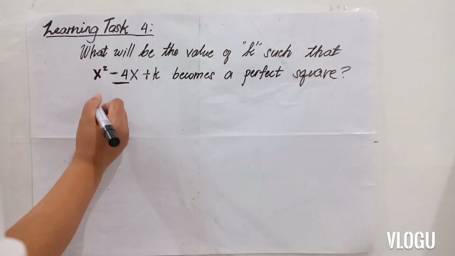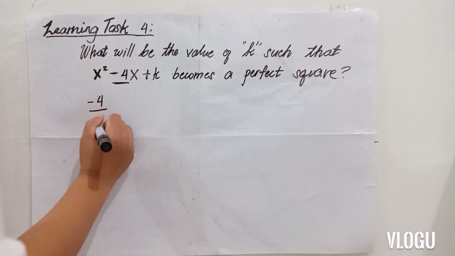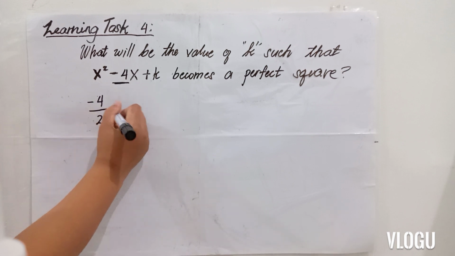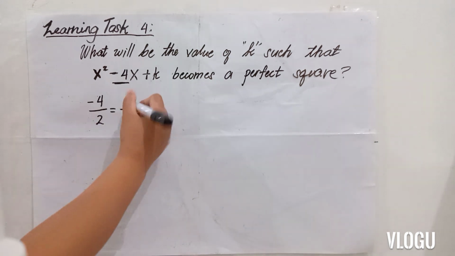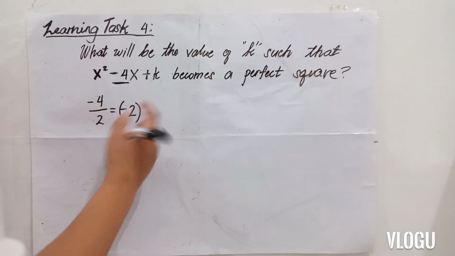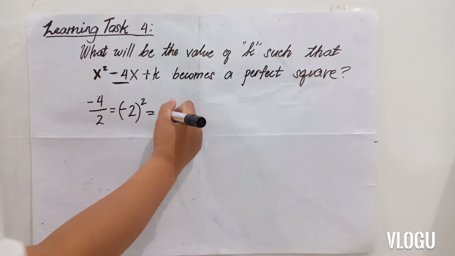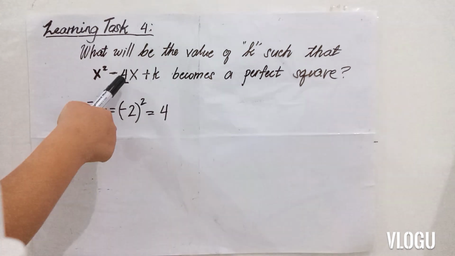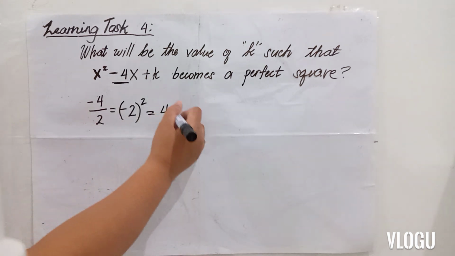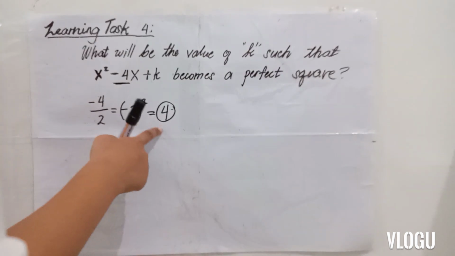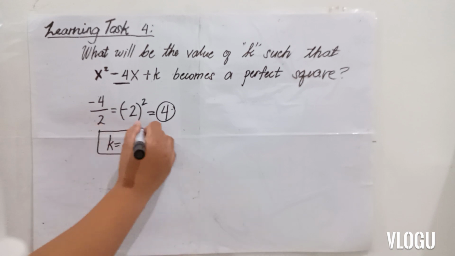linear term, which is negative 4. And then negative 4 will be divided by 2. Negative 4 divided by 2 is equal to negative 2. And then we are going to multiply this by itself, or square it. Negative 2 squared, or negative 2 times negative 2, is positive 4. Ulitin natin. I-divide natin sa 2 and then i-square natin. So, since the answer is 4, the value of k is equal to 4. So, this is the answer.